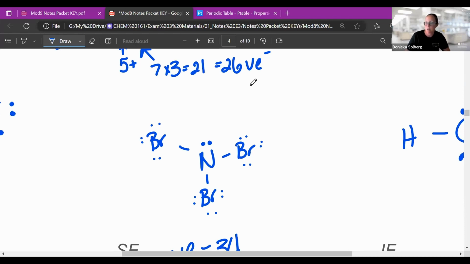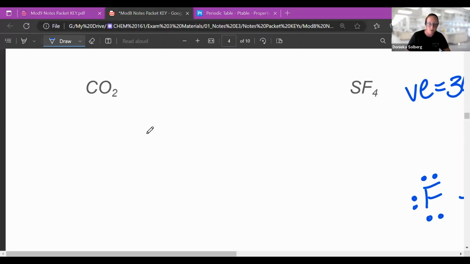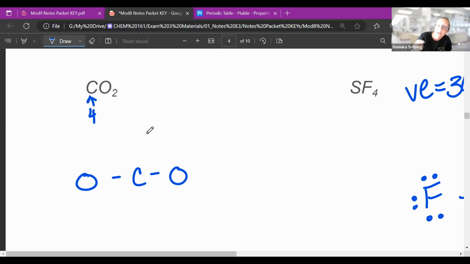Okay, so we're going to do another one together. I'm going to do CO2 here. So I'm going to put carbon in the middle. Skeletal structure of oxygen on the outside. I do need to check my valence electrons. Carbon is in column 4, so it has 4. Oxygen is in column 6, it has 6, times 2 is 12, so 12 plus 4, I should have 16 total valence electrons.